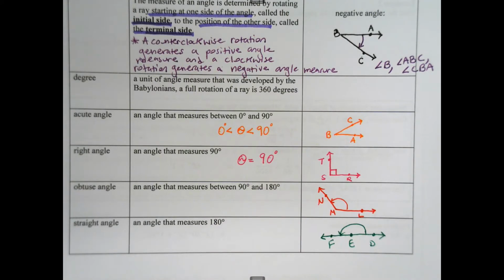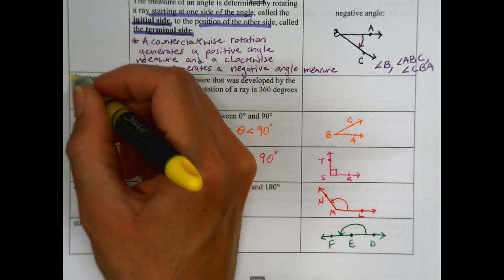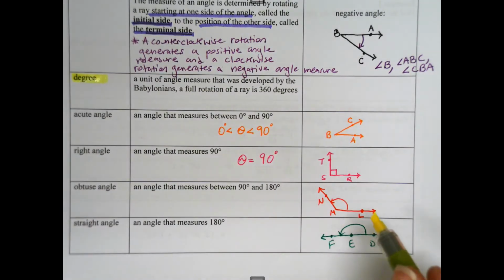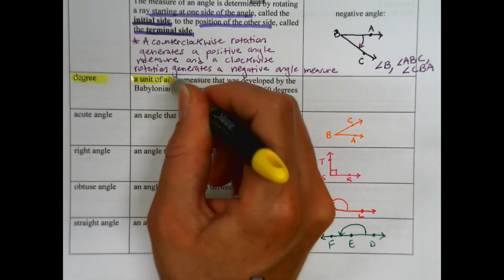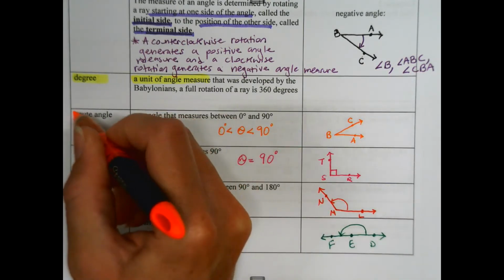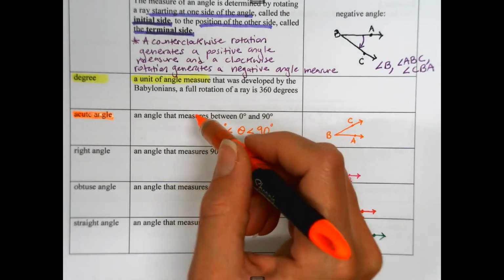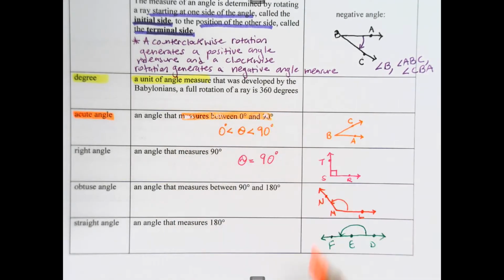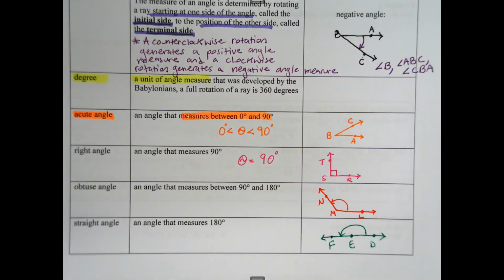Degree. Degree is a unit of measure. It was developed by the Babylonians, and a full rotation of a ray is 360 degrees. An acute angle is going to be an angle that has a measure between 0 degrees and 90 degrees. It cannot be equal to 0, and it cannot be equal to 90. But if it's anywhere between those two, then it is considered an acute angle.